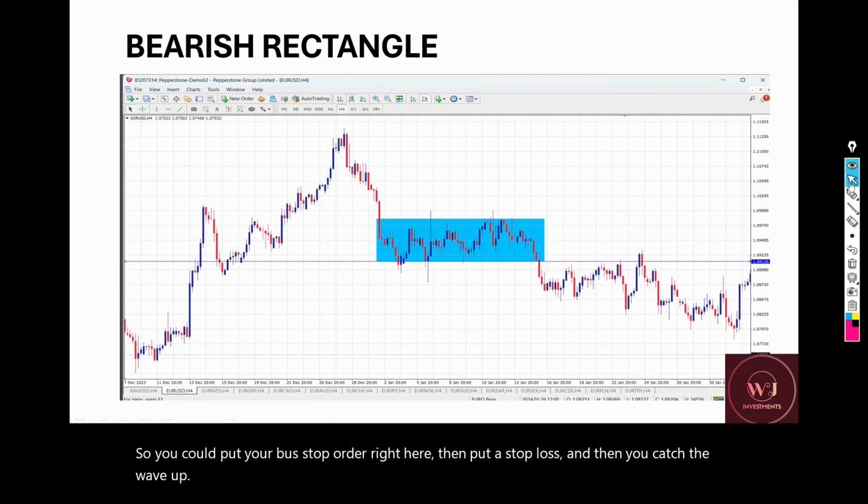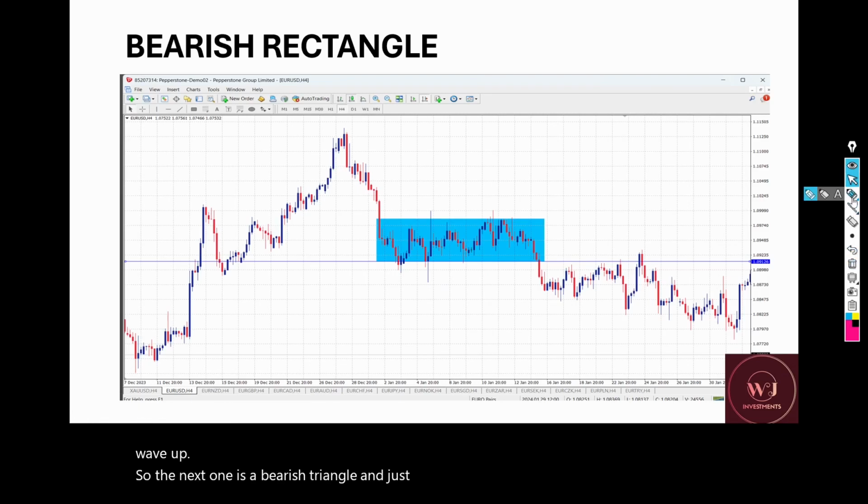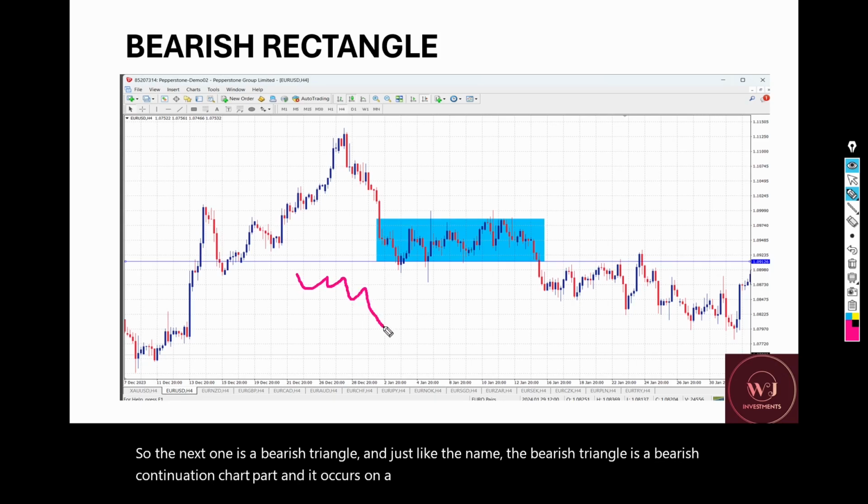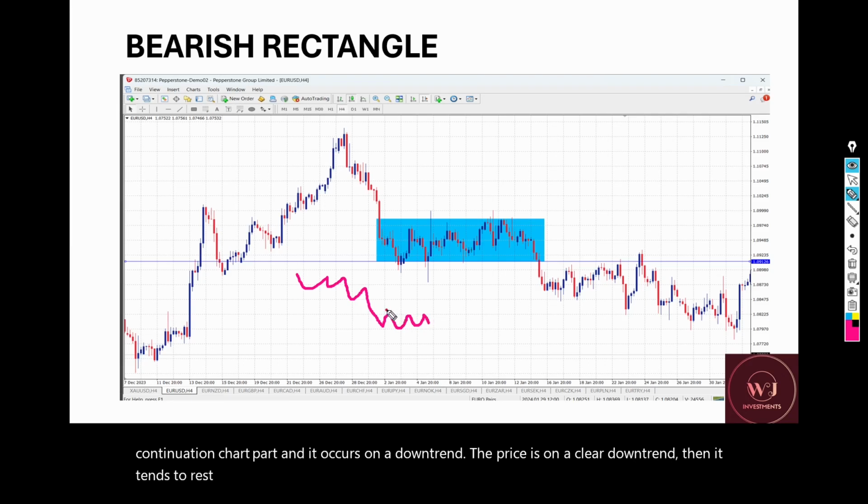So the next one is a bearish triangle, and just like the name, the bearish triangle is a bearish continuation chart pattern. It occurs on a downtrend. The price is on a clear downtrend, then it tends to rest and forms this short-term consolidation. But then what happens is that the price breaks out of this rectangle in the bearish move.